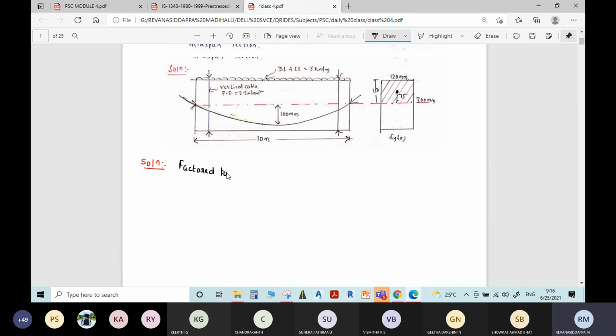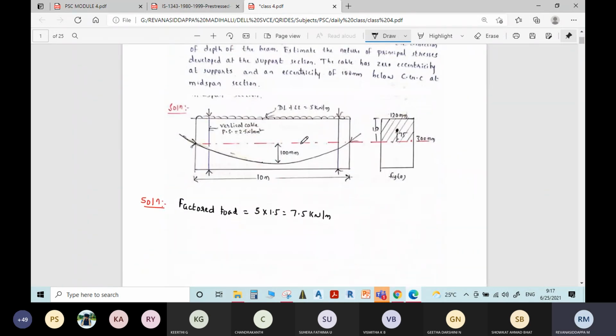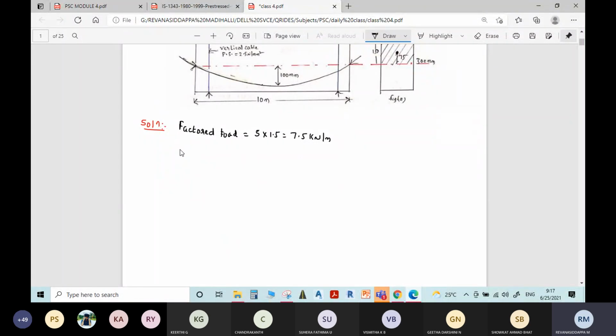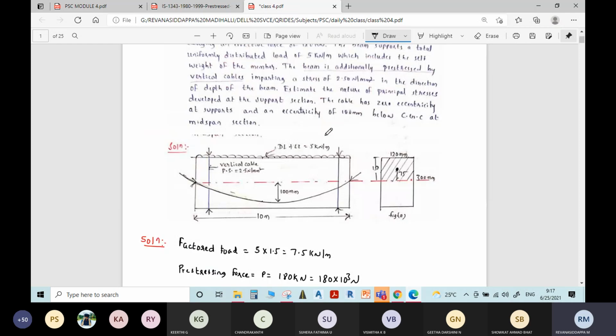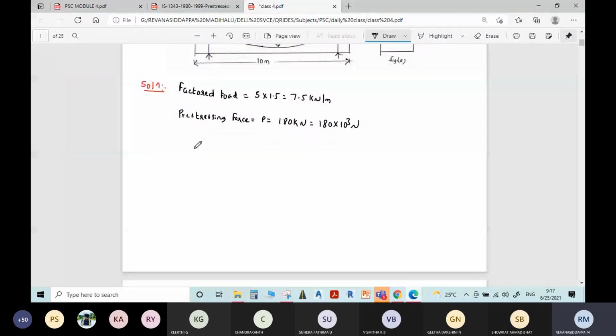Factored load will be equal to 5 kN per meter into 1.5, you will get 7.5 kN per meter. And pre-stressing force, that is not mentioned here. Pre-stressing force P is equal to, it is given as 180 kilonewton, which is 180 into 10 power 3 newton. It is asked to find principal stresses, sigma max and sigma minimum.